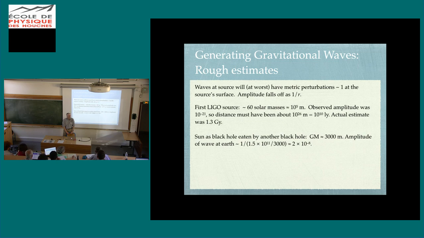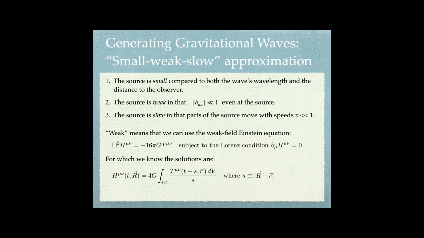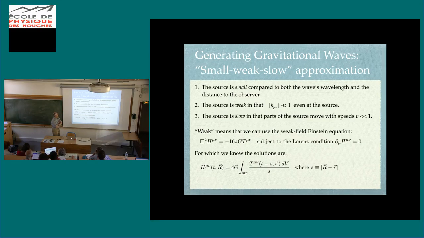Probably not. It'll completely blow the gaskets off a LIGO, but it won't do anything to you. So no such thing as dangerous gravitational waves. In order to really calculate what's going on, we need to do some more approximations. And the general approximation is called the small, weak, slow approximation. So we're going to take the source being small compared to both the wavelength and the distance to the observer. Now that's a terrifically good approximation for most cases that we're interested in.